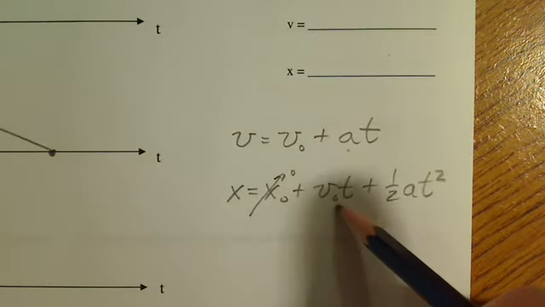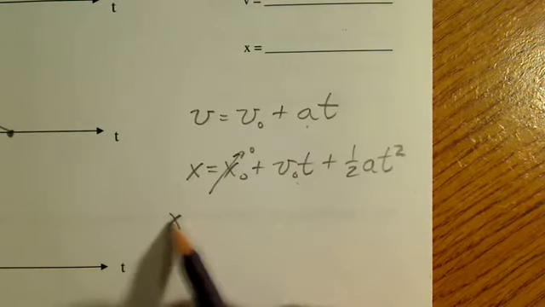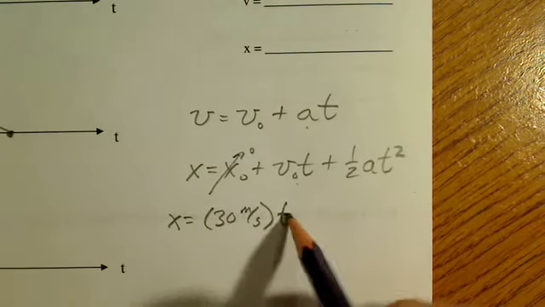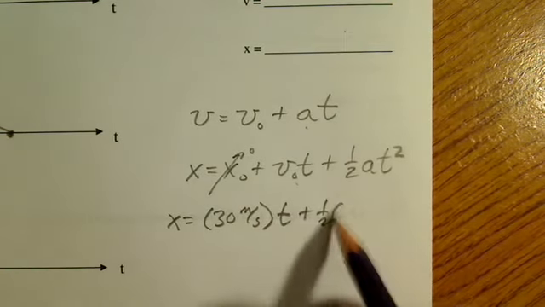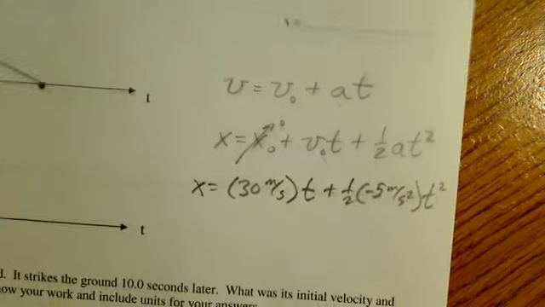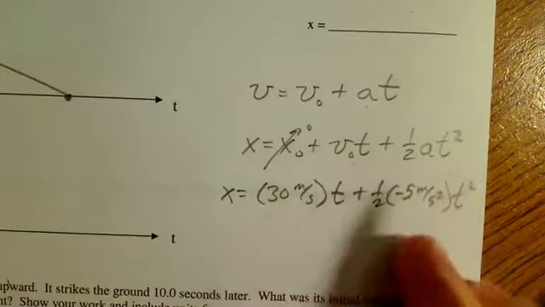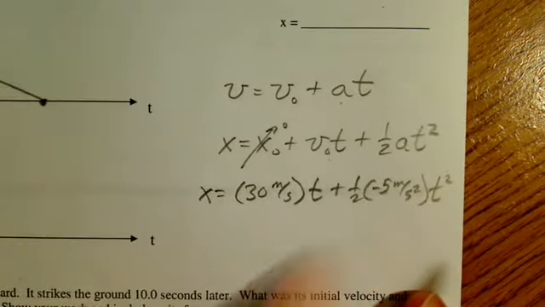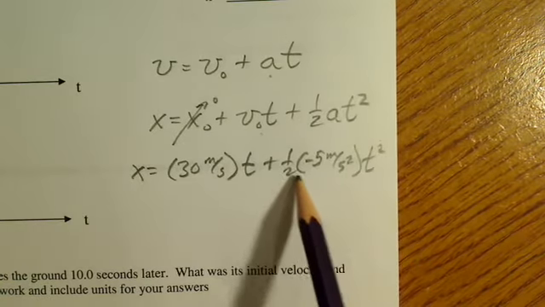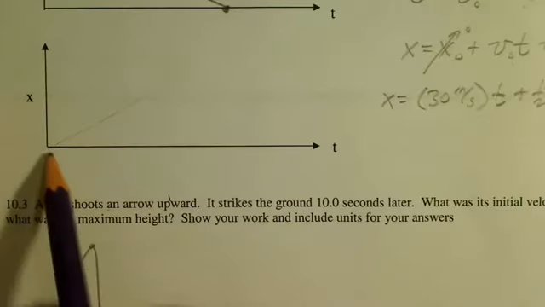Now to get this one, you can assume that you start at the origin, but you cannot assume that this is equal to 0, because it's not. It's equal to 30 meters per second times time plus 1/2 times negative 5 meters per second squared times t squared. So this is the addition of two different functions, and what that means is that you have a function that's a straight line that's going up like that, and you're subtracting off of that a function that is curving down.